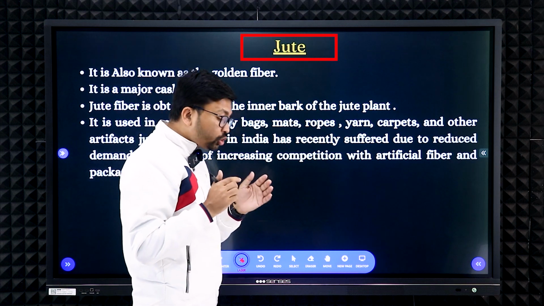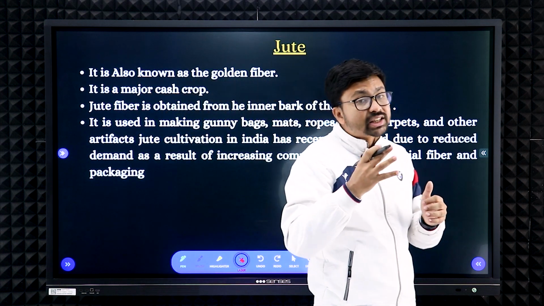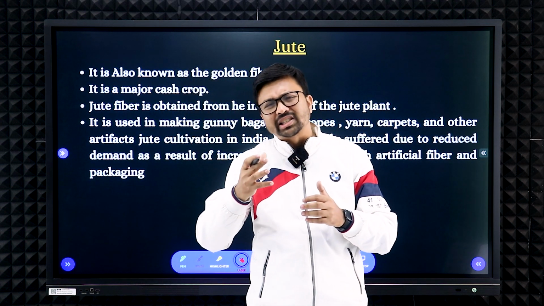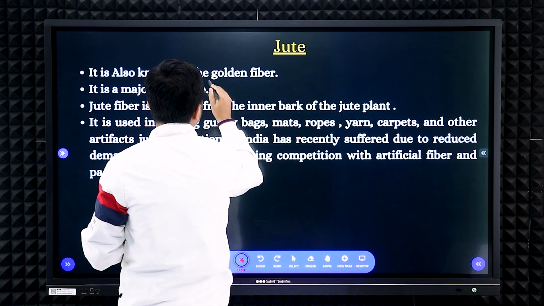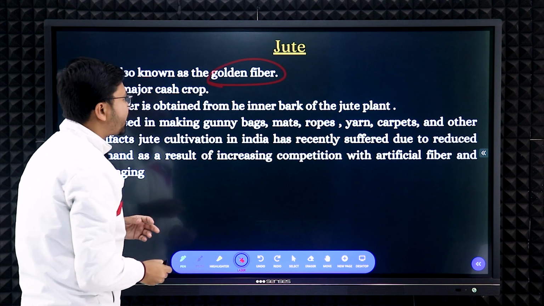Next, jute. Jute is in the eastern side, West Bengal and Assam. On that side, jute cultivation is famous. It is also called golden fiber. Just mark that important term, it is very, very important.